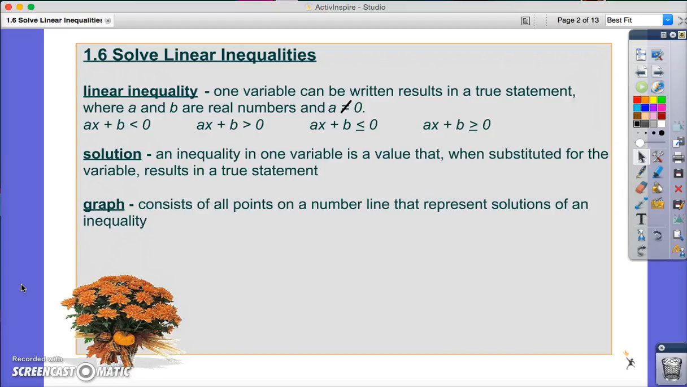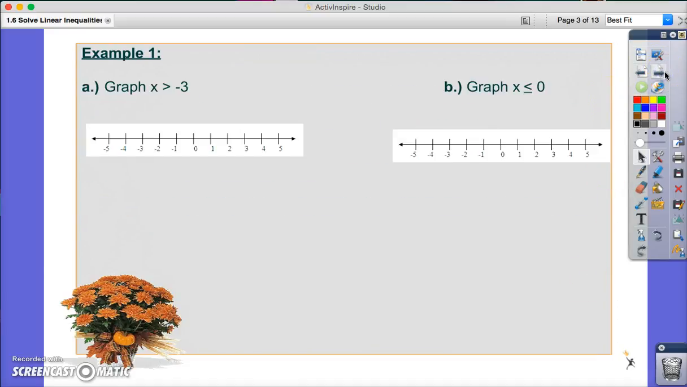All right, and what is a solution? A solution of an inequality in one variable is a value that, when substituted for the variable, results in a true statement. The graph consists of all the points on a number line that represent solutions of the inequality. So with an inequality, what's happening now? Instead of seeing an equation with an equal sign, we have an inequality. You pretty much solve them the same way. Now before we get to actually solving them, first we're going to graph some basic inequalities.